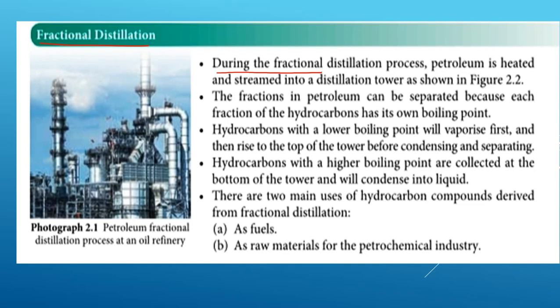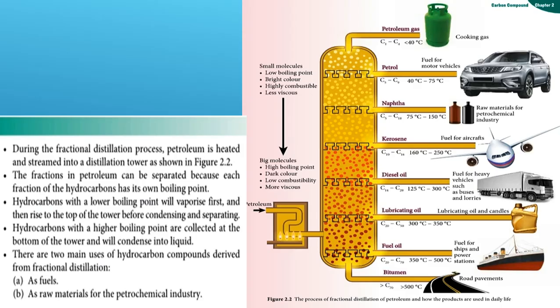During the fractional distillation process, petroleum is heated and streamed into a distillation tower here. Okay, this is the process of fractional distillation of petroleum. The fractions in petroleum can be separated because each fraction of the hydrocarbon has its own boiling point. So dia mempunyai boiling point dia sendiri. Sebab itu kita boleh pisahkan dia punya fraction dalam petroleum.